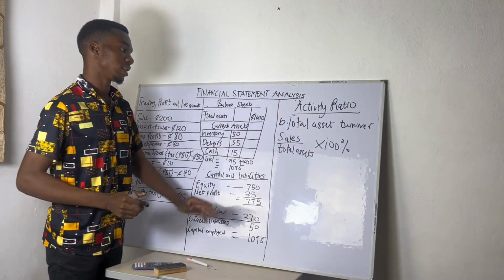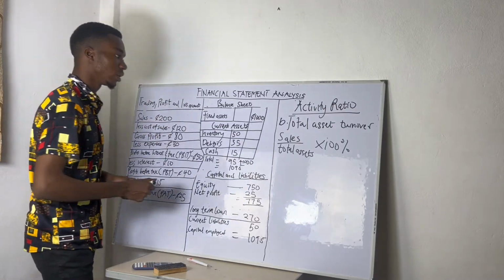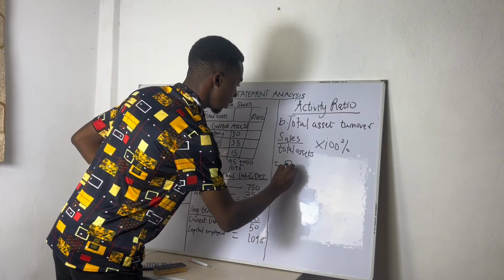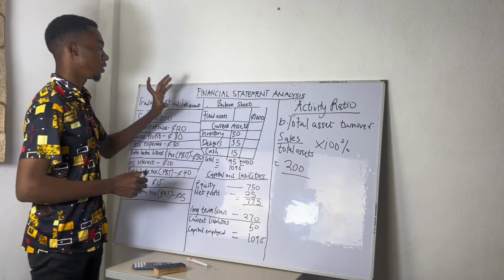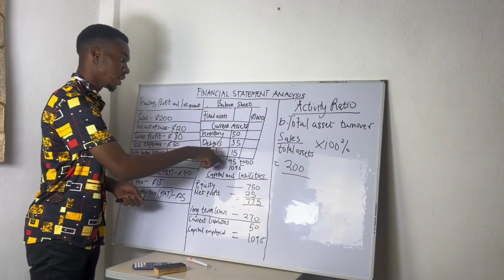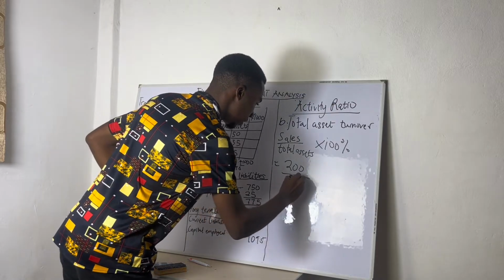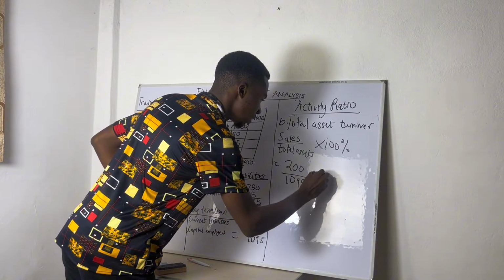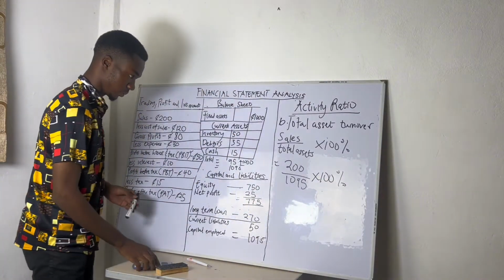Sales over total assets times 100%. And what is sales in the question? So sales is 200. So you can say 200 over total assets. And total assets is both the fixed asset and the current asset. And the fixed asset is 1,000. The current asset is 95. So in all, we have 1,095 for the total assets, then times 100%.